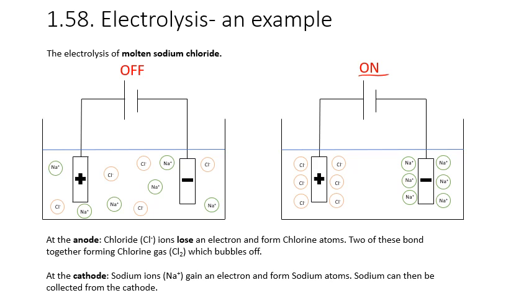Now what happens at each of these electrodes is slightly different. At the anode, the chloride ions will lose one of their electrons, and they'll form chlorine atoms. Two of these chlorine atoms then bond together, forming chlorine gas, which you'll see bubbling off. This could therefore be tested for using damp litmus paper. At the cathode, sodium ions will actually gain an electron, and form sodium atoms. This will therefore form sodium metal at the cathode.